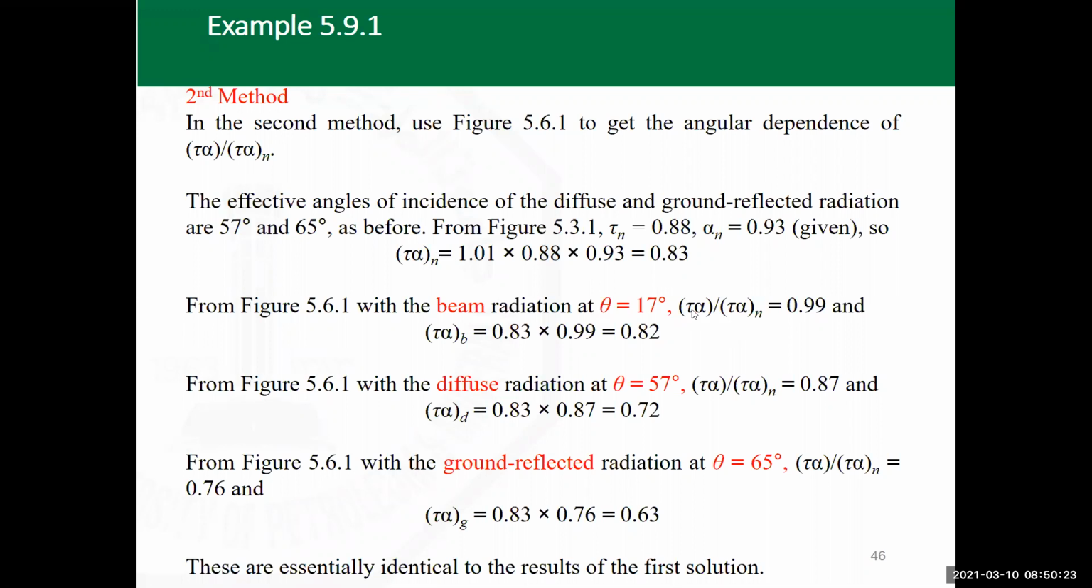Totally, you are not getting the value of tau alone and alpha alone. We just get it only for the case of the normal radiation, which is used in these fractions to obtain the value of tau alpha right away. Then we got the values and we complete it the way that we did. We apply equation 5.9.1 with these three components to calculate the value of S.